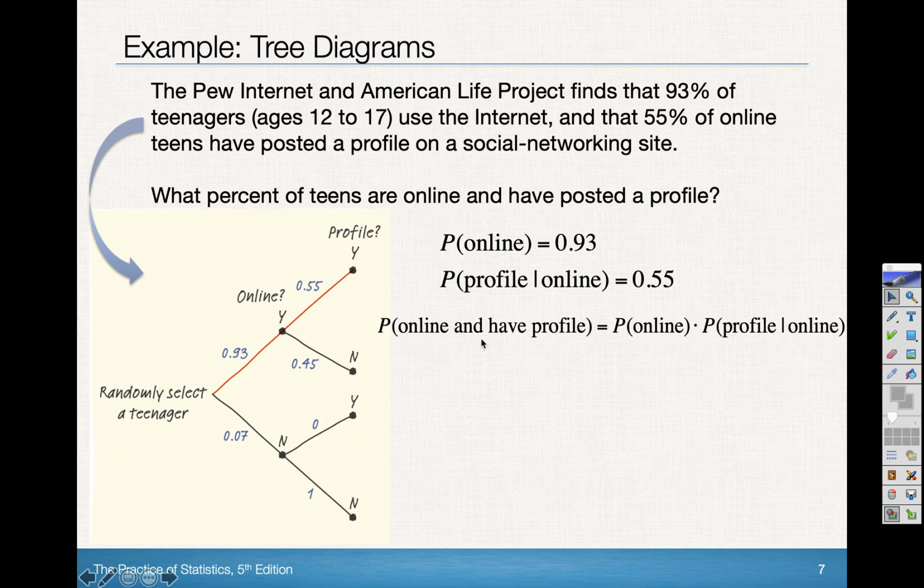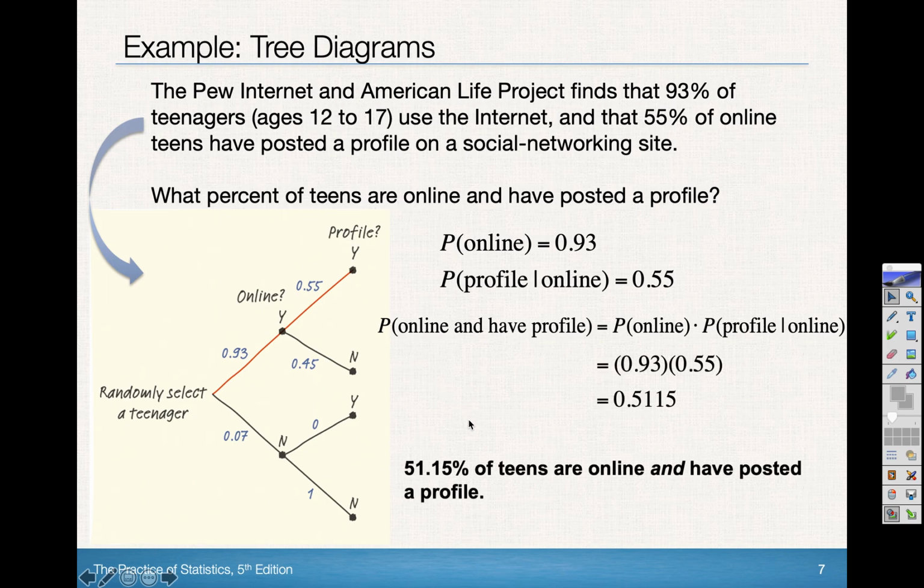And that's our probability of A and B: the probability of A multiplied by the probability of B given A. And that is this tree branch right here. So the probability of that occurring is 51.15%. 51.15% of teens are online and have posted a profile.